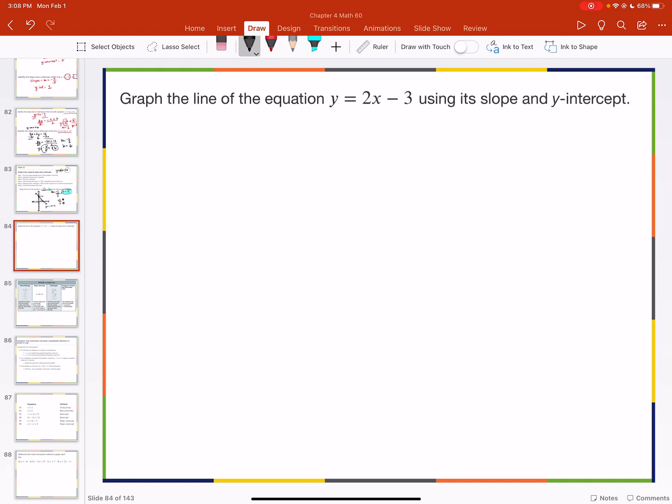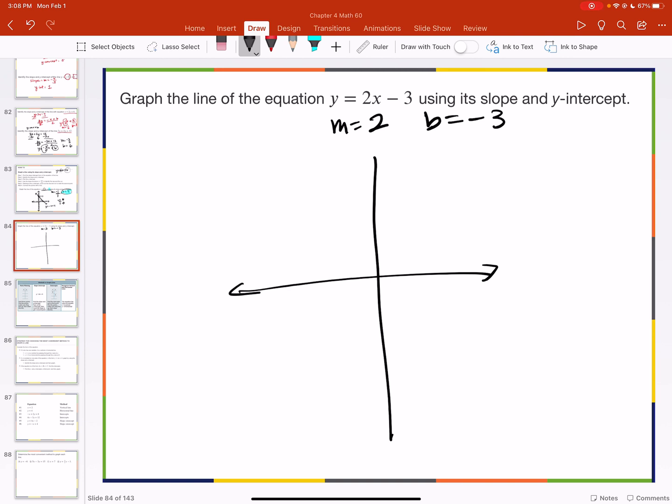Let's do another one. Okay, so now we have here y equals 2x minus 3. So right away, what's the slope? That's 2. What's the y-intercept? -3. Okay, fine. So here I go. Here's my plane. Let's do like 5 each, I guess.